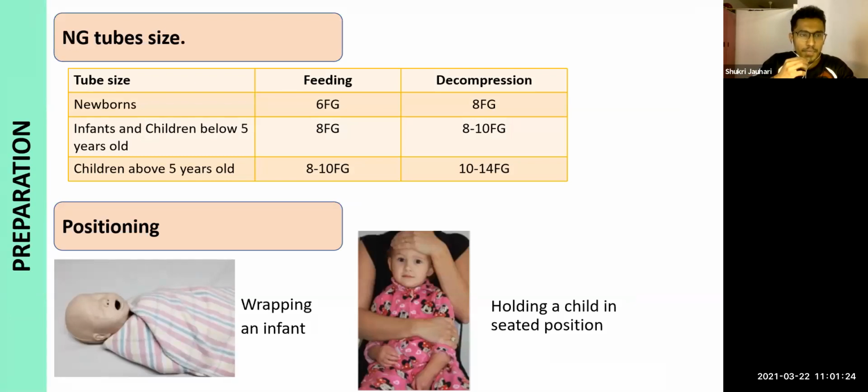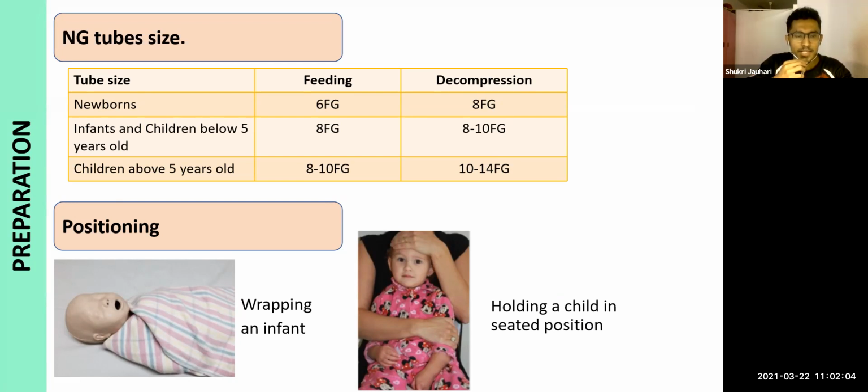Okay, so for the preparation, the first one is the nasogastric tube size. It can be divided by whether we want to give feeding or decompression, and depends on the age of the patient. For newborns, feeding is 6 Fr, decompression 8 Fr. If the patient is an infant or child below 5 years old, for feeding we give 8 and for decompression 8 to 10. And for children above 5 years old, for feeding we give 8 to 10, and for decompression we give 10 to 14.